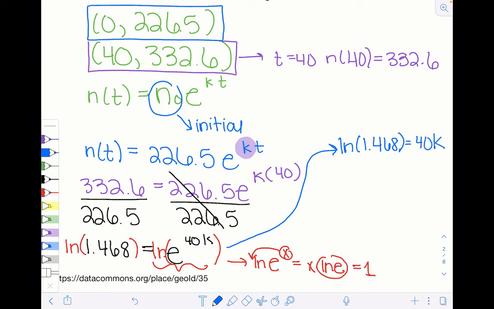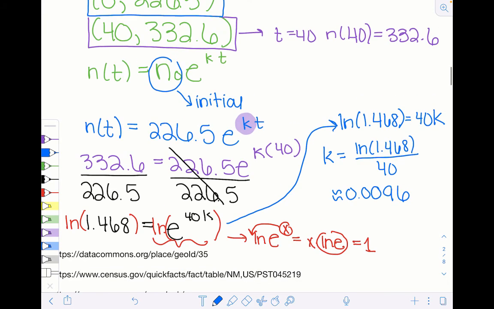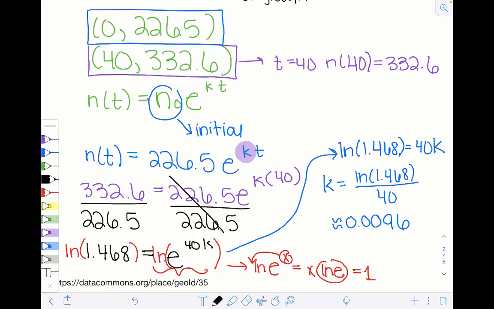Then the last step is to divide by 40. I'm going to plug that into the calculator, and I get about 0.0096. Now I'm going to plug it in to get our final mathematical model.